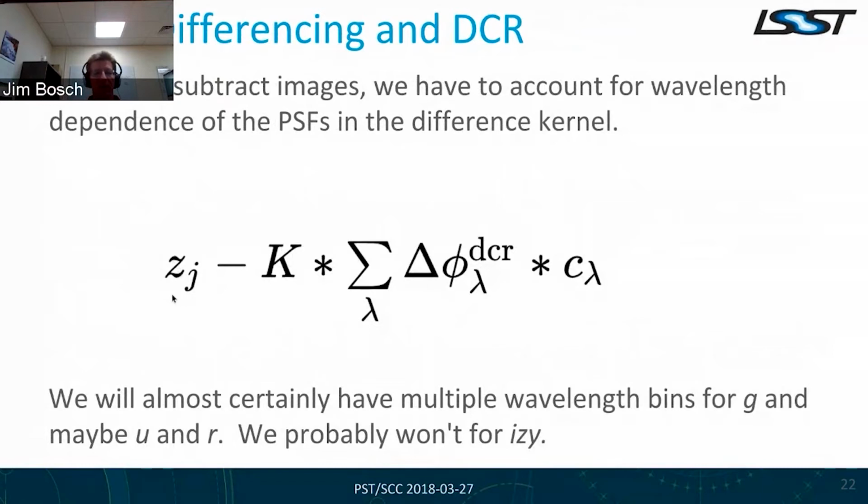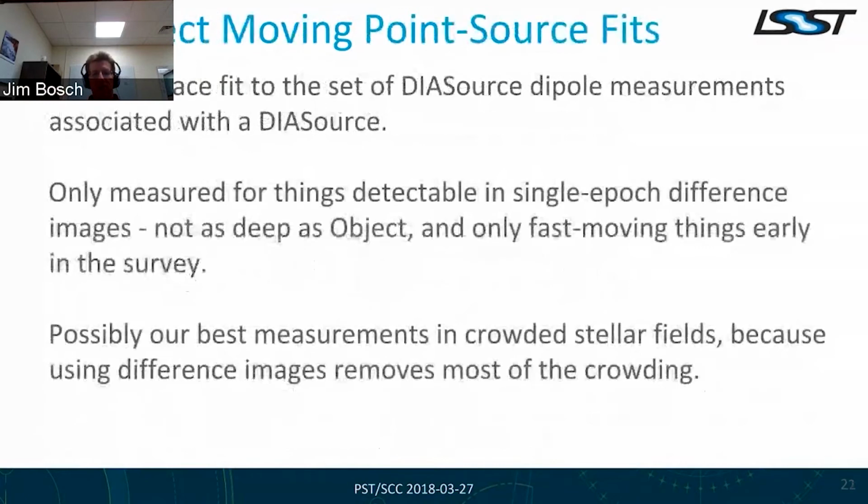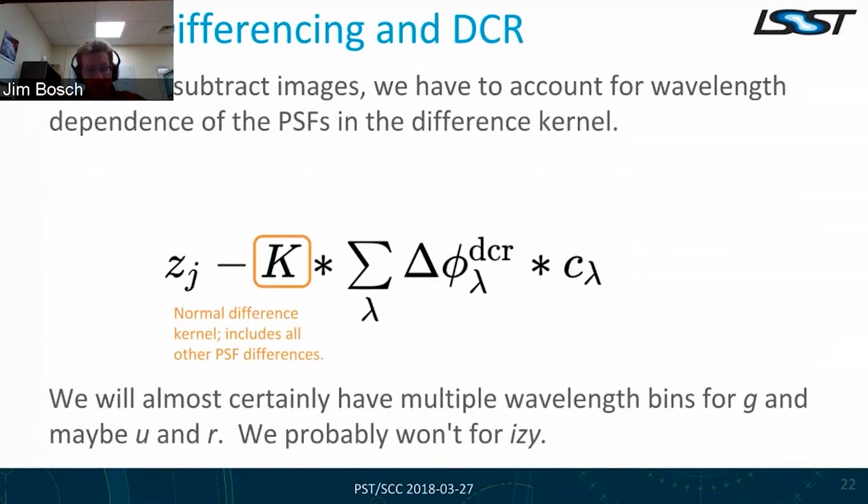So we have the actual image Z, and we're going to subtract some coadd image C. But we convolve it with the difference kernel first, and that's split up into a few terms. First, we have this normal difference kernel. This includes all the other PSF differences. This is the normal thing you would do if you were not worried about chromatic PSFs, and it's just constrained from trying to match the coadd to the science image you're trying to difference it with.